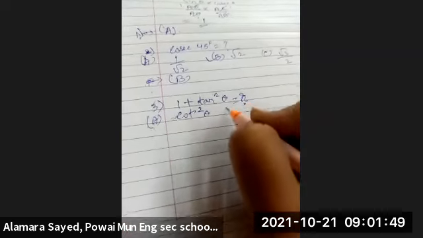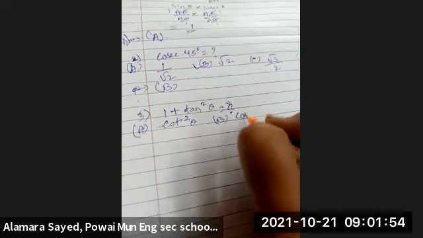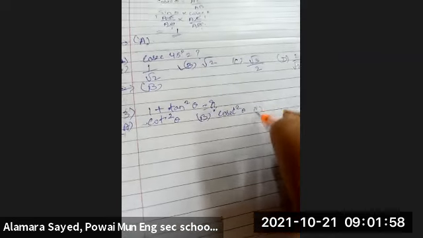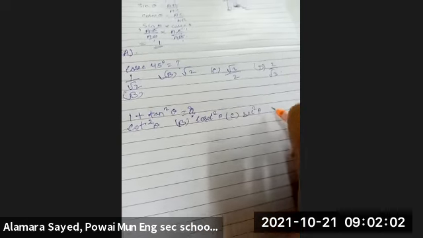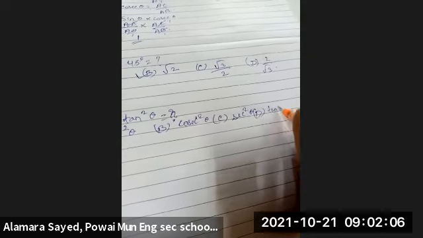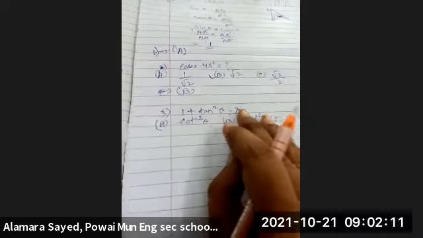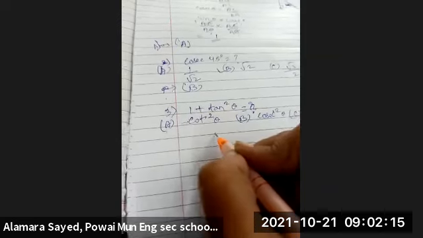A, cot square theta; B, cosec square theta; C, sec square theta; and D, tan square theta. These are the options. 1 plus tan square theta is equal to what? It is given. So remember the identity we have seen.